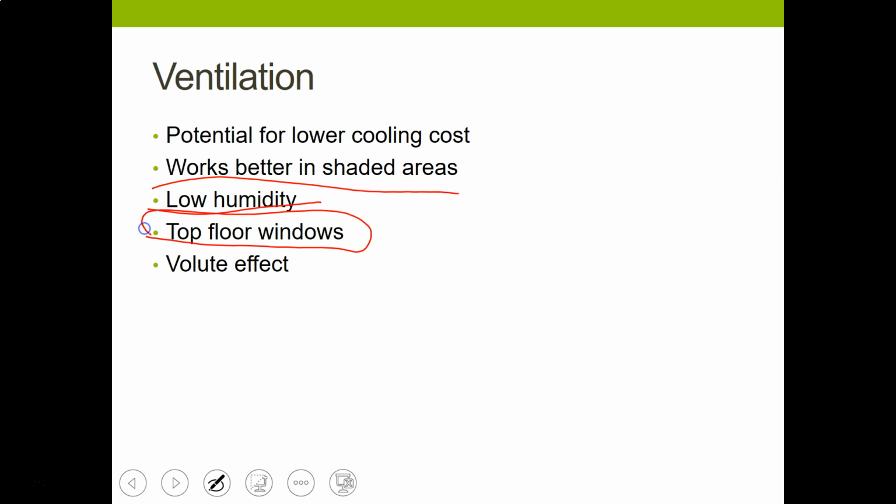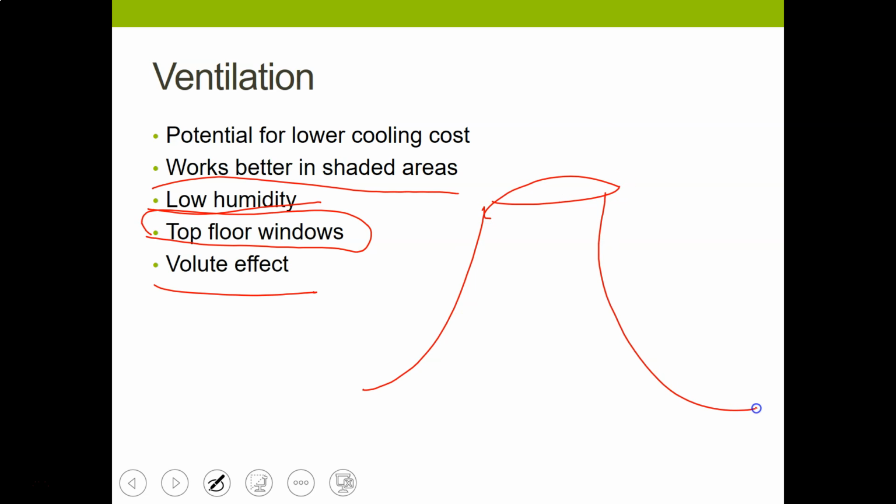Top floor windows are very important because if you open the windows on the second floor, and you have windows or a vent on the bottom floor, you can have a chimney effect where the hot air will rise and escape the house, and cool air will come from the ground level and cool the house. It's called the volute effect. So basically, you have a vent here, and the air will go up.